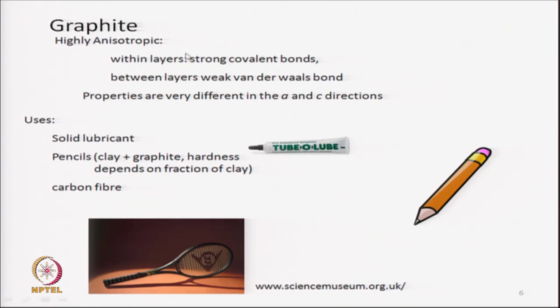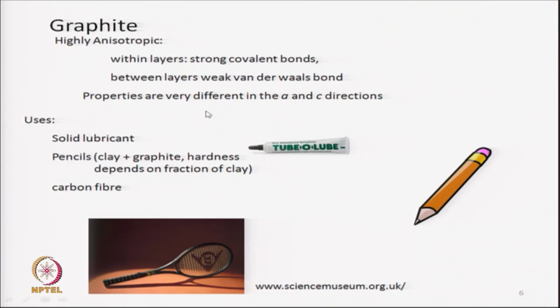One thing which should be clear to you now is that within the graphite layer, the carbon bonds are a strong covalent bond, but perpendicular to the layer, that is in between one layer and another layer, you have only a weak van der Waals bond. So, this makes graphite highly anisotropic. The properties perpendicular to the layers are very different from the properties within the layer. So, properties are very different in the A and C directions.